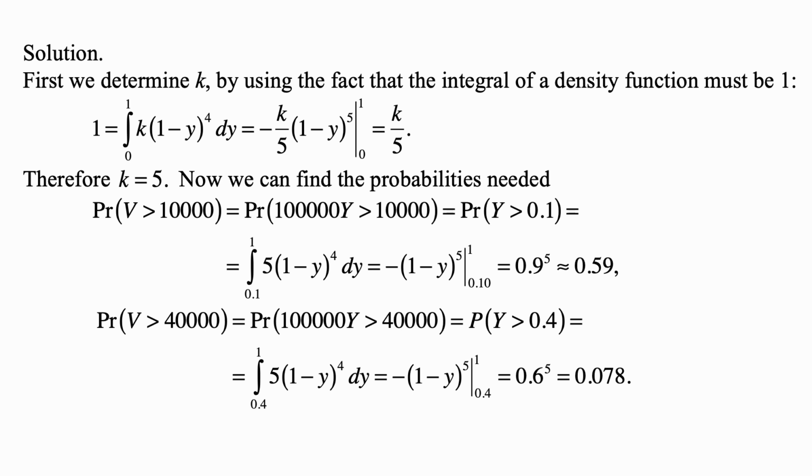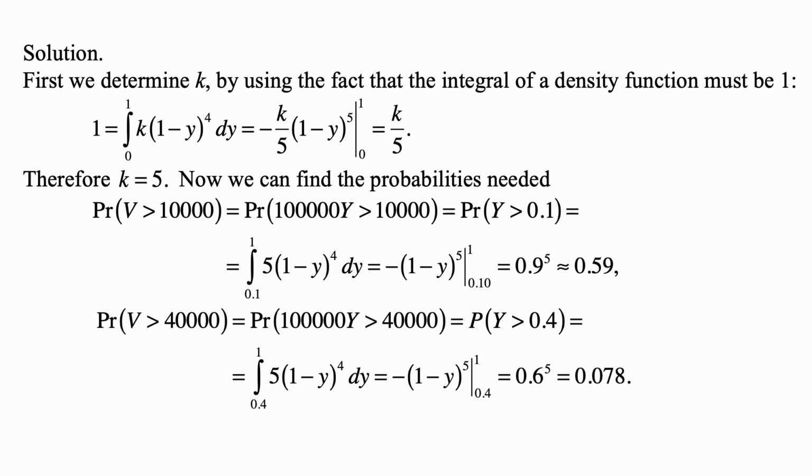And that's just the integral from 0.1 to 1 of the density that we have, which is 5 times (1 minus Y) to the fourth dy, and that integral is equal to minus (1 minus Y) to the fifth, evaluated from 0.1 to 1, which is equal to 0.9 to the fifth, or approximately 0.59.